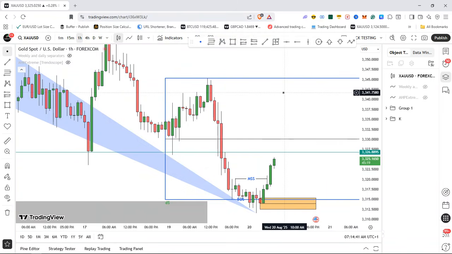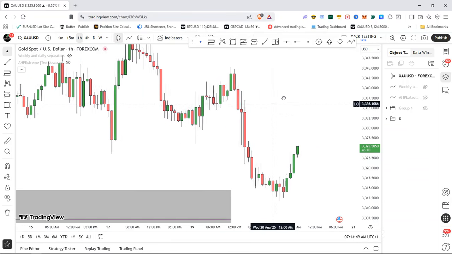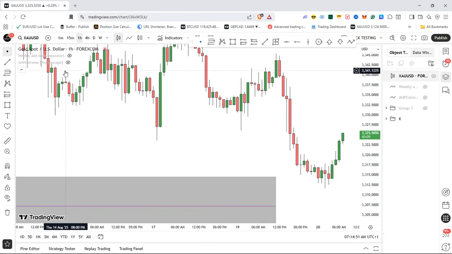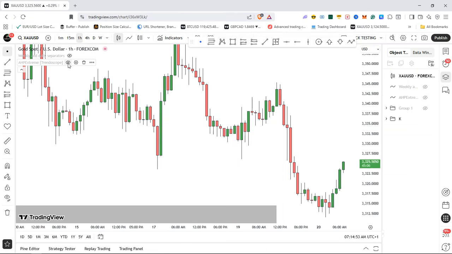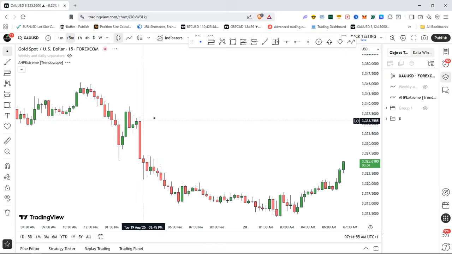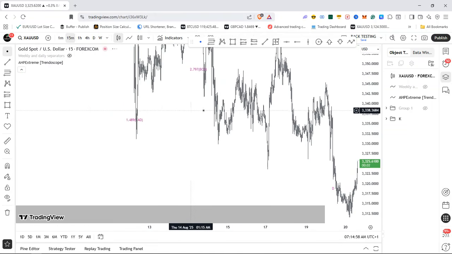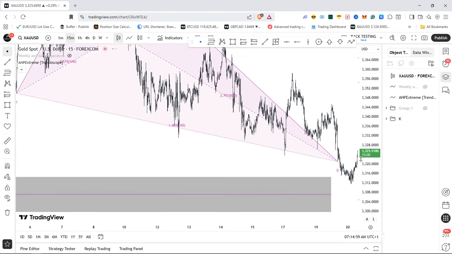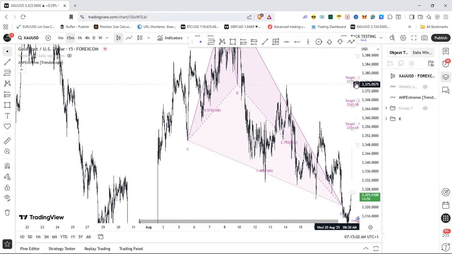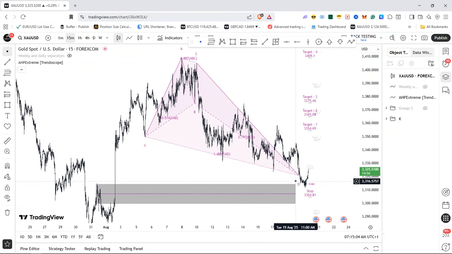Hello guys, this is a quick video analysis on gold and also on Ethereum USD. Right now, using the harmonic pattern indicator on the lower time frame, we're able to get a crab pattern. This indicator is giving us a crab pattern.